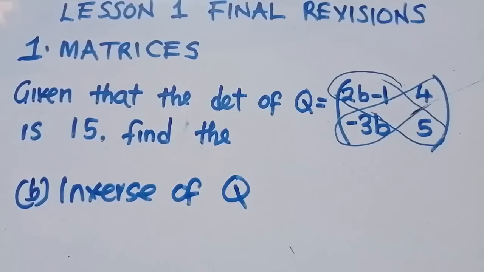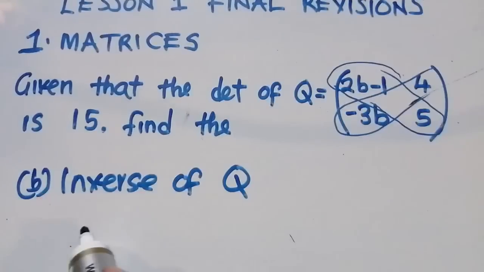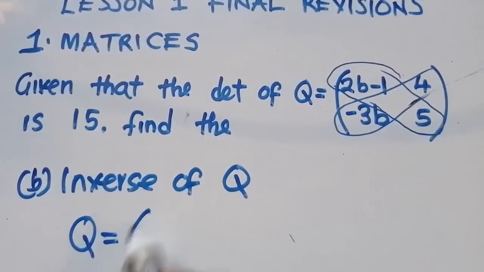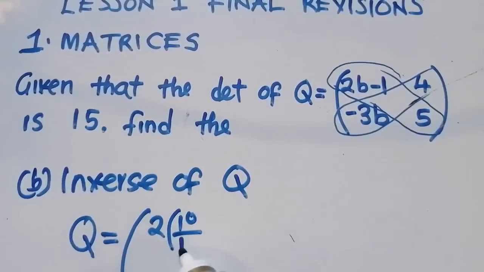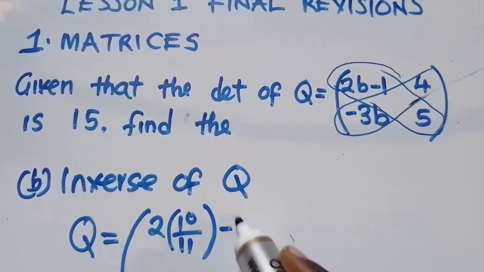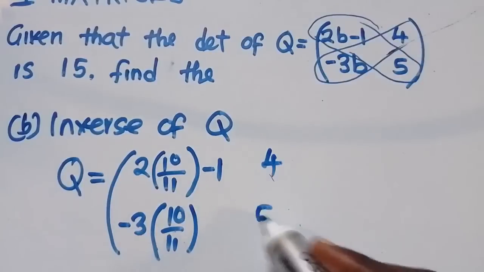First, you write the matrix which is given. What is the matrix? You say Q is equal to the matrix: 2b in brackets, so 10 over 11, then minus 1. Here we have negative 3b, we know b is 10 over 11. Here I've got 4, there I've got 5.